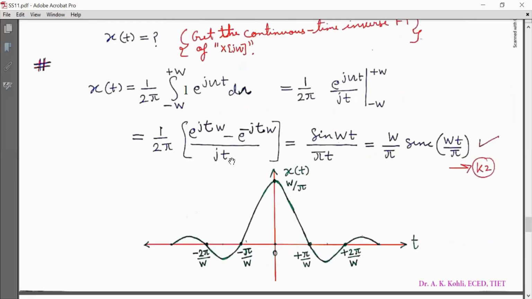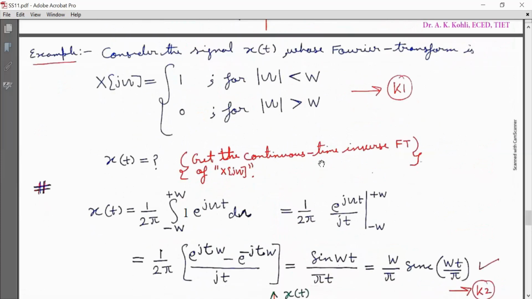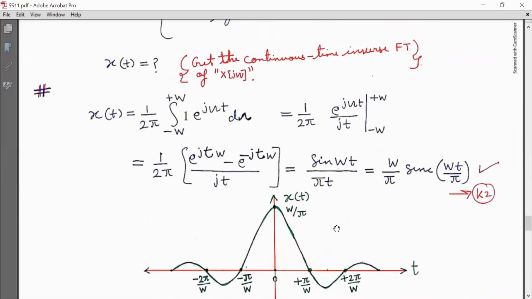Now I have plotted x(t) with respect to t, and this is a sinc function with amplitude W by π, and we can observe that the first null is appearing at t equal to π by W and at t equal to minus π by W. So this is a sinc function. Now the observation is that the continuous time inverse Fourier transform of capital X(jω) is a sinc function in time domain.